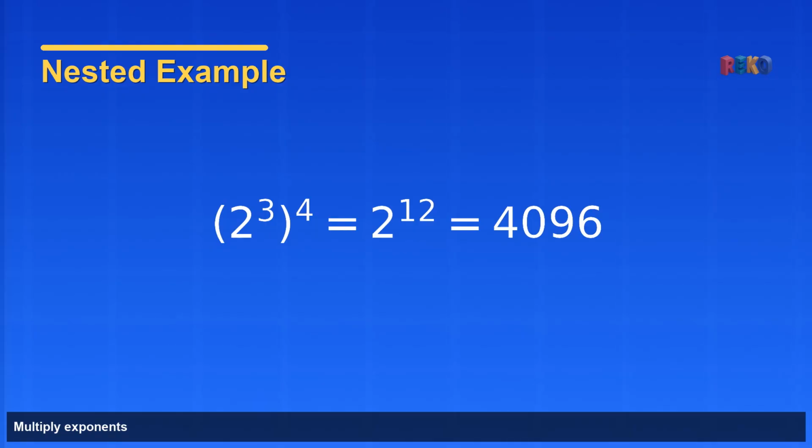When a power itself is raised to another power, the effect grows quickly. Each layer multiplies the number of times the base is used. For example, 2 cubed gives 8, but when that entire result is raised to the fourth power, we multiply the exponents, 3 times 4, to get 12: 2 to the power of 12, which equals 4096. It shows how rapidly powers can increase when exponents are multiplied together.